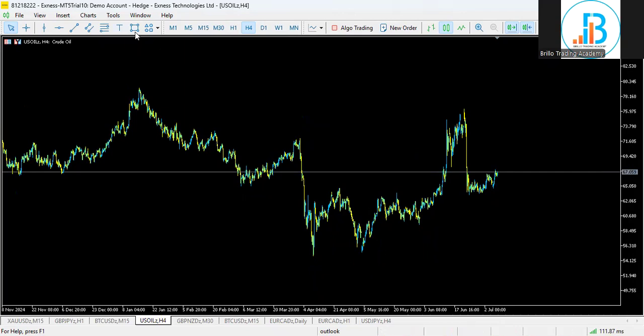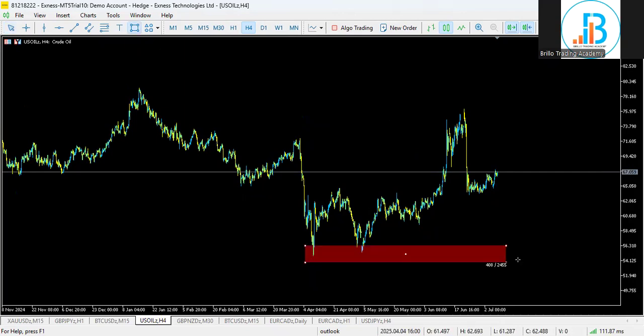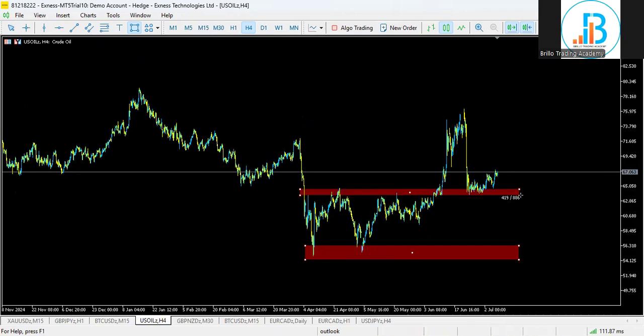All right. So this is a support zone, a good support zone. And this point was a resistance zone, right? Now, this is a resistance zone. This is the current price of crude oil. This is a resistance zone, right?